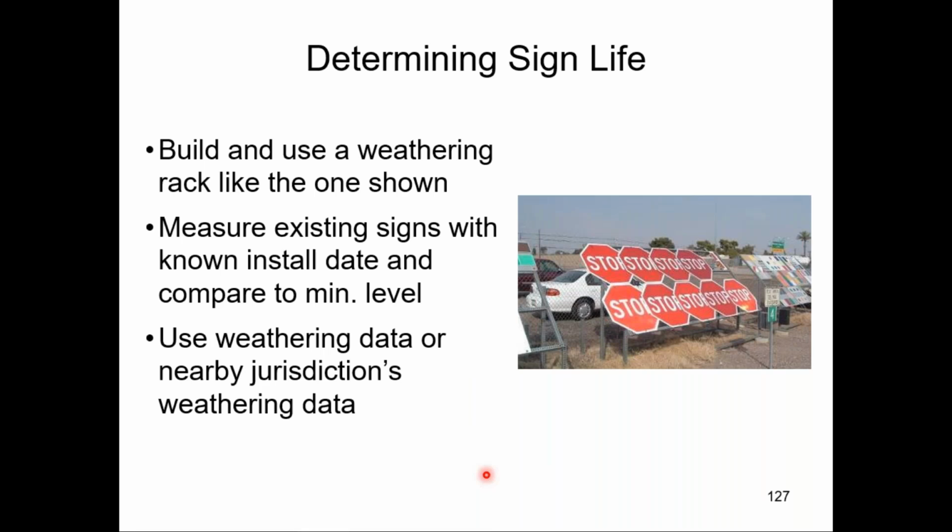You can measure existing signs with known installation dates and compare to the minimum level. You can use weathering data or nearby jurisdictions' weathering data, or I'm sure many DOTs would be willing to share their weathering data with local governments or with LTAPs. And in a particular state or region of the state, it would be appropriate to use that data.